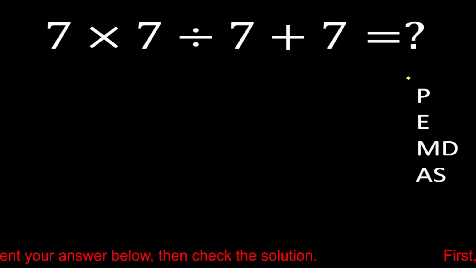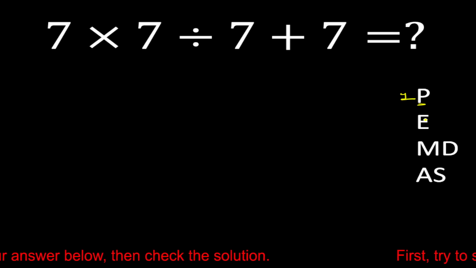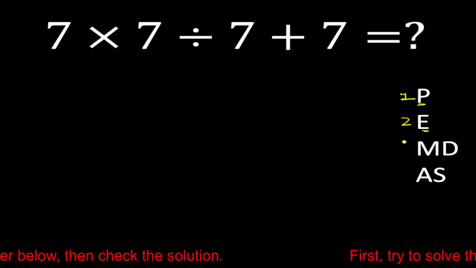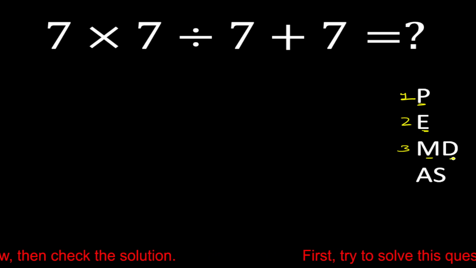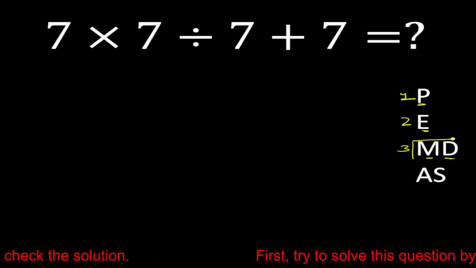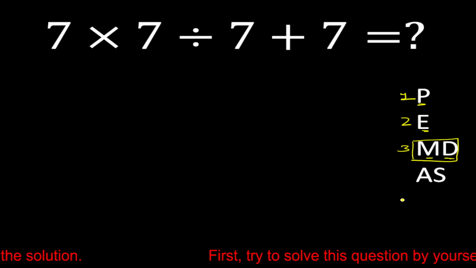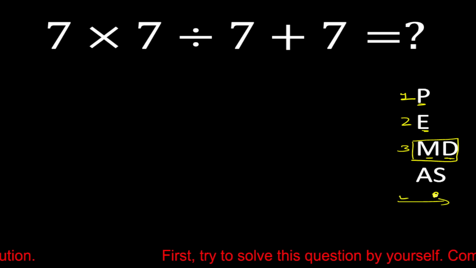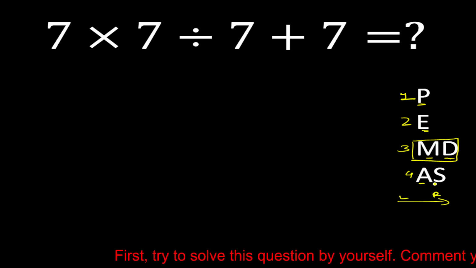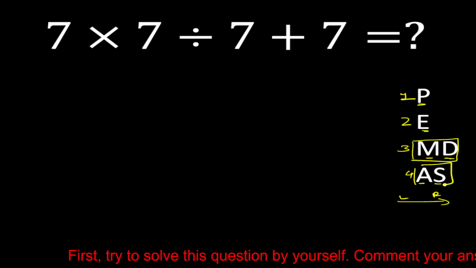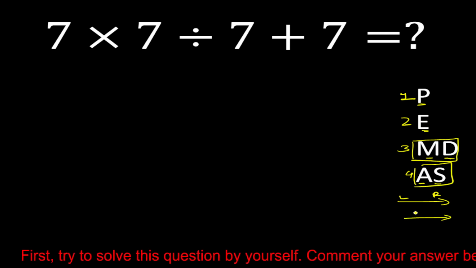Okay, PEMDAS. First priority is parenthesis, second priority is exponents, third priority is multiplication and division. Here multiplication and division both have equal priority, so we have to solve it from left to right. Fourth and last priority is addition and subtraction. Also both have equal priority, so we have to solve it from left to right.